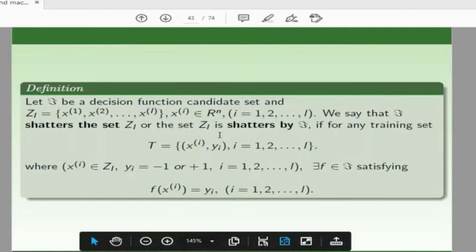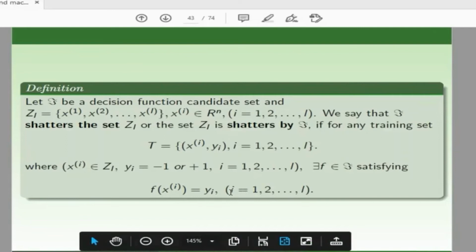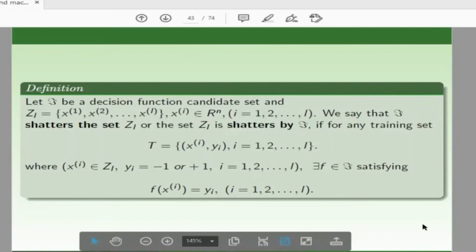That simply means we are defining the meaning of shattering. Shattering is always defined for a given set of points. For a given set of points, you generate all possible data sets. That simply means you take these points and define their class labels, all possible class labels. If, given all these data sets, there is a family of functions F which does the exact classification, then we shall say that this family shatters this set, or this set is shattered by this family. So that's the meaning of shattering.